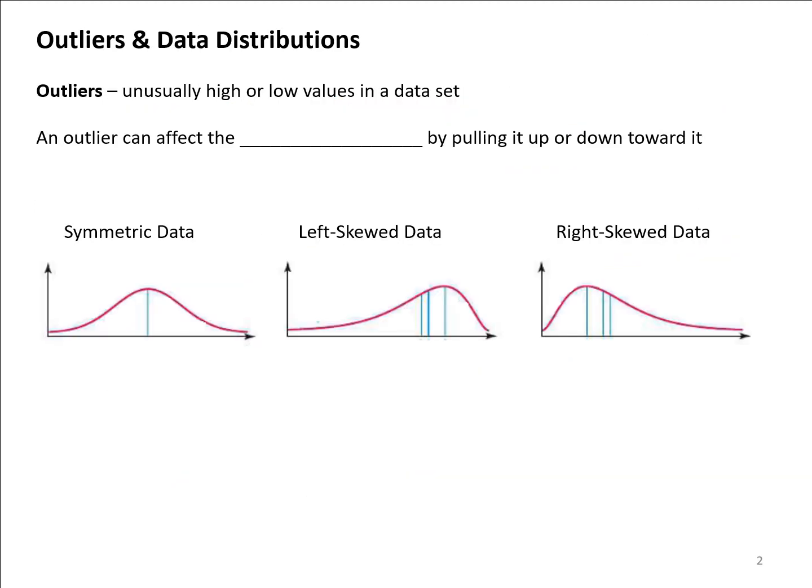All right, so let's talk a little bit about these outliers. Remember, outliers are unusual data values, specifically unusual high or low data values in a data set. And an outlier can affect the mean by pulling it up or down toward it.